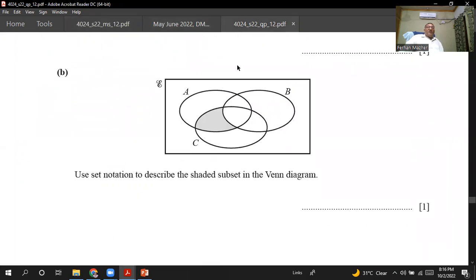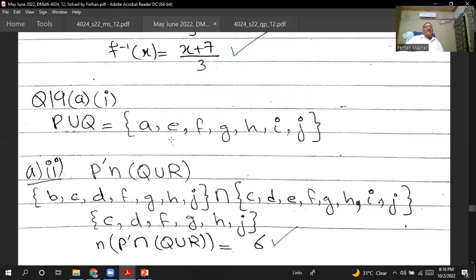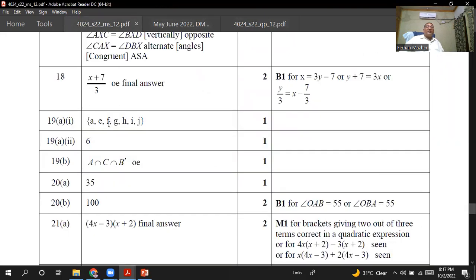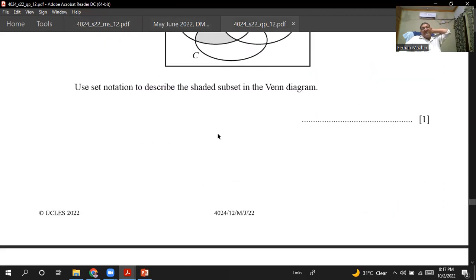Okay, so here we go. Then he says use set notation to describe the shaded subset in the Venn diagram. Okay, so this area is basically out of the B, so this is B complement, and out of the B you are common with the A intersection C. So this will be B complement intersection A intersection C. I think that's the right answer: A intersection C intersection B complement. So that is the right answer, sir.